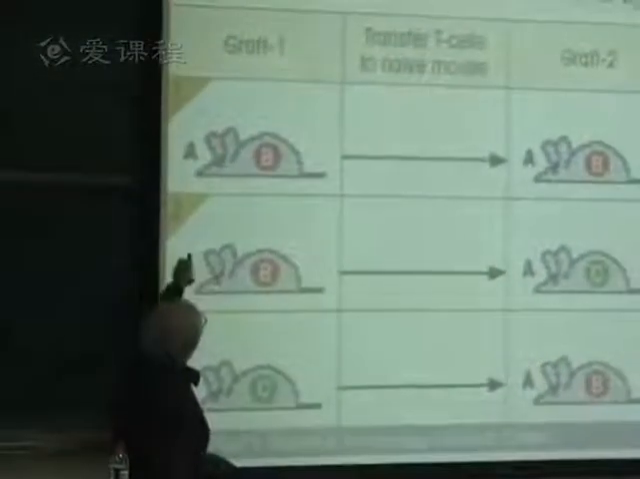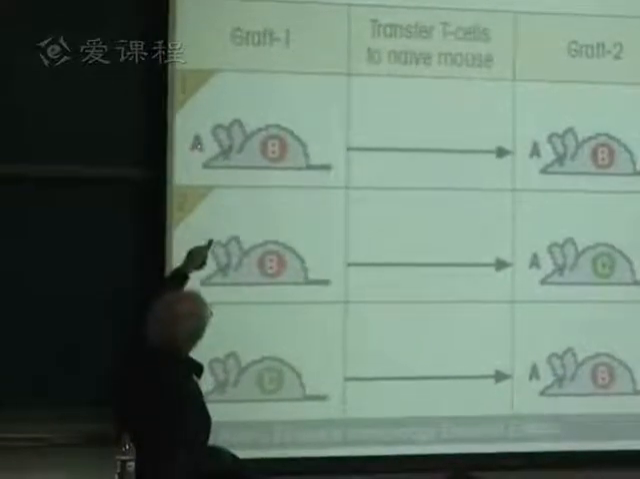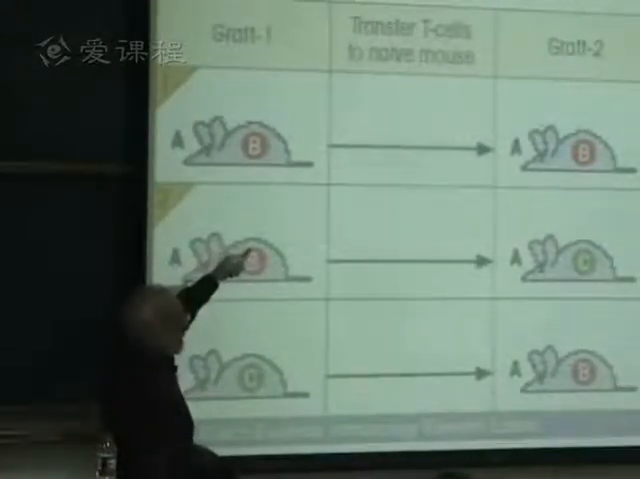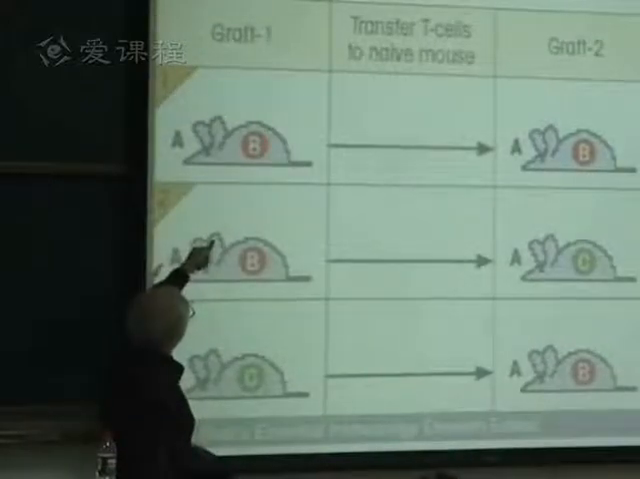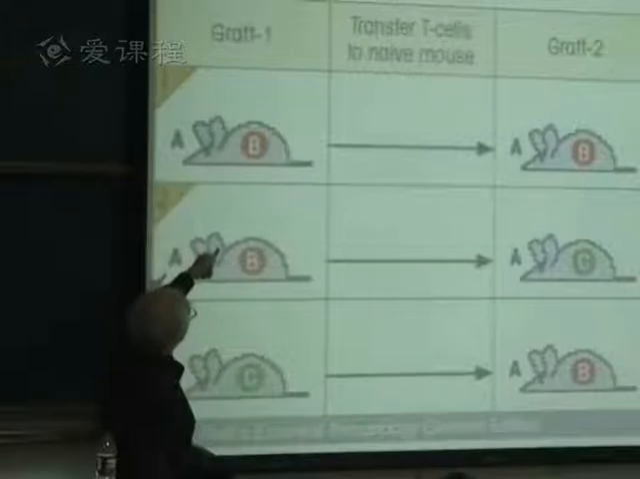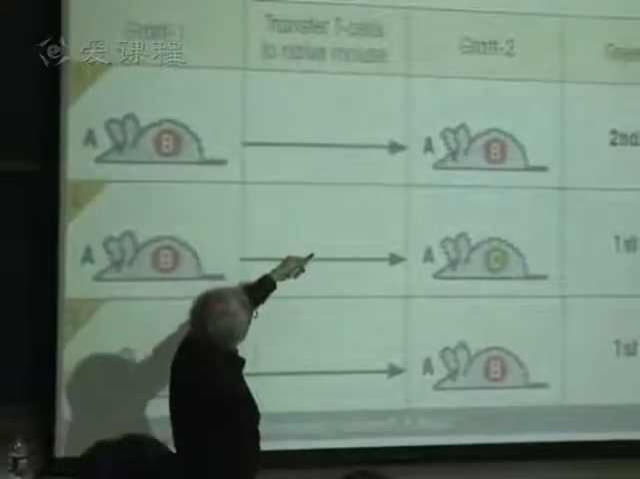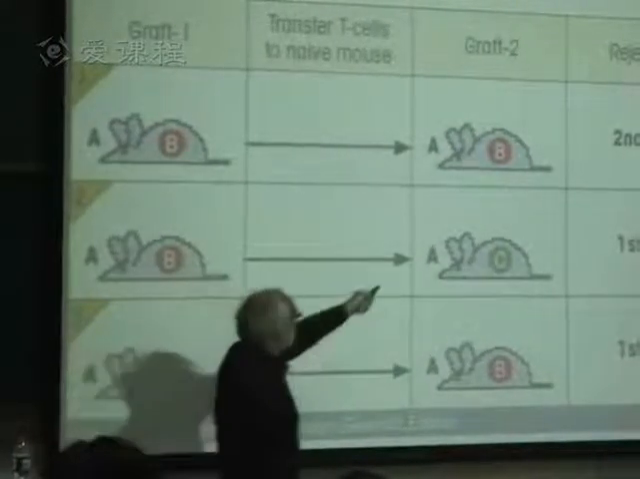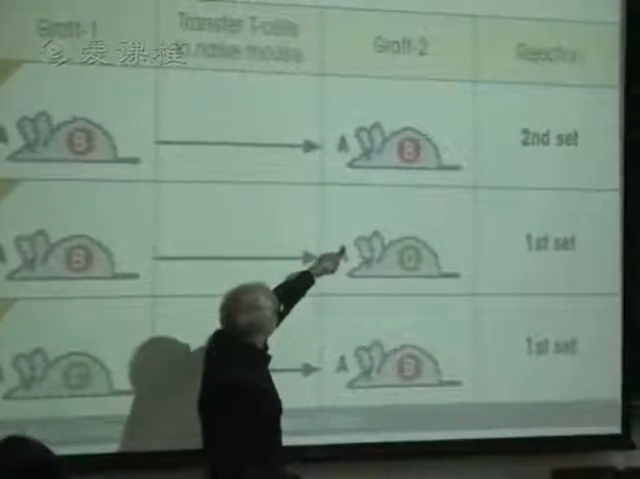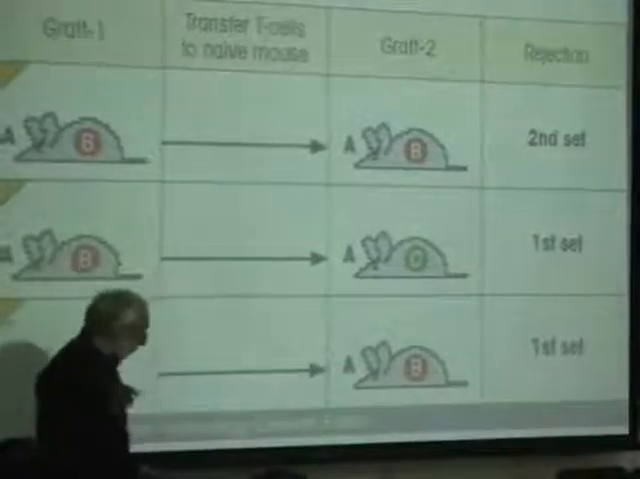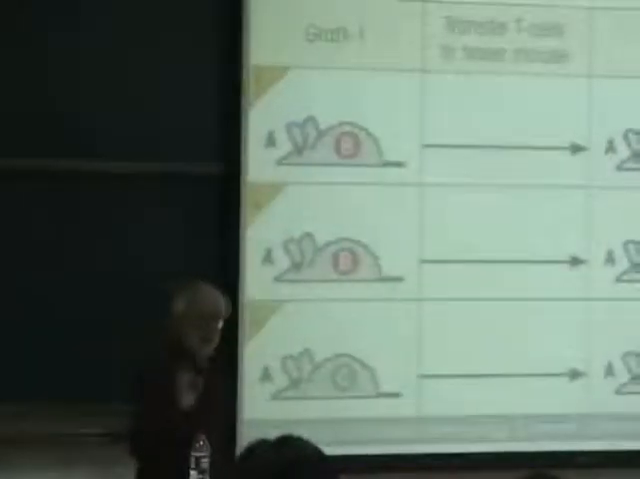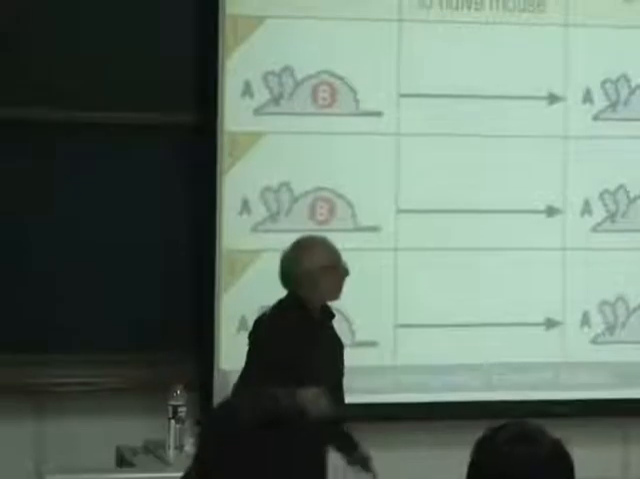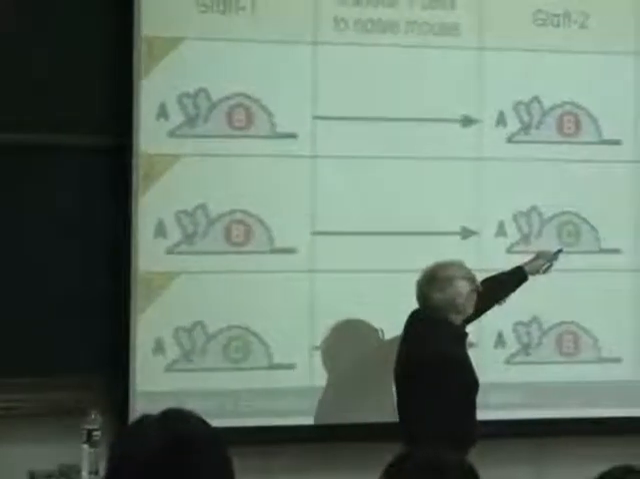So if we take an A strain mouse and put a B strain graft onto it, and then we take T cells from that mouse and transfer those T cells to a naive mouse, in other words, an A strain mouse that hasn't seen a graft before, and then we graft B strain skin onto this A strain mouse, this mouse has never seen that graft before, but it has received T cells from a mouse that saw that graft. And you get a type of rejection that is referred to as second set rejection.